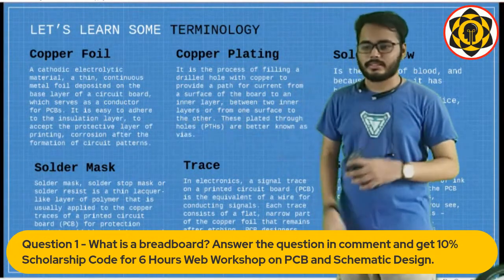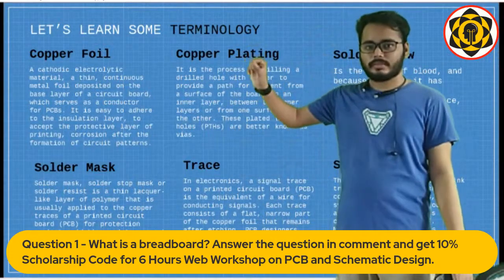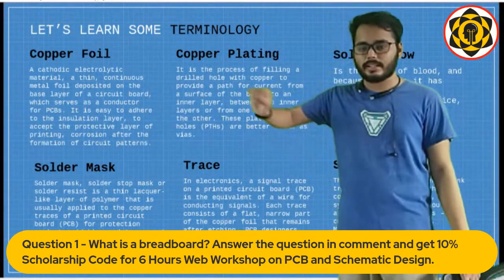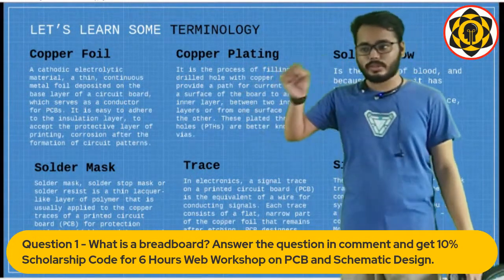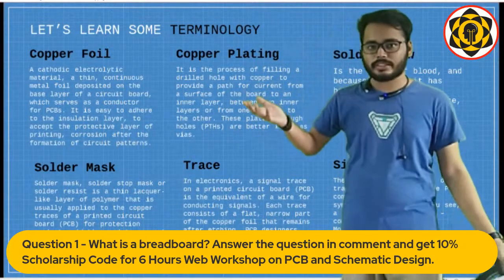That's it. Trace is basically those copper lines running, those are traces. Basically, they are replacement of wires. They are conductors that actually carry the signals from one place to another. So the lines you are drawing in the schematic, the connections you are joining, those are the traces.